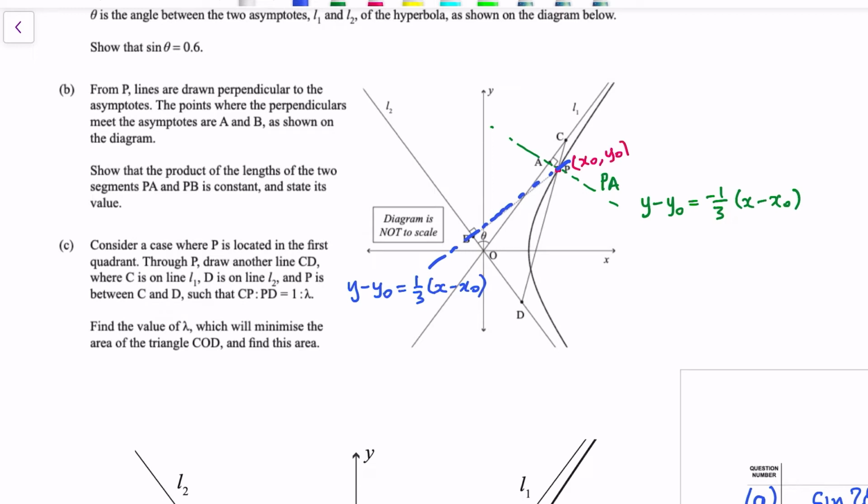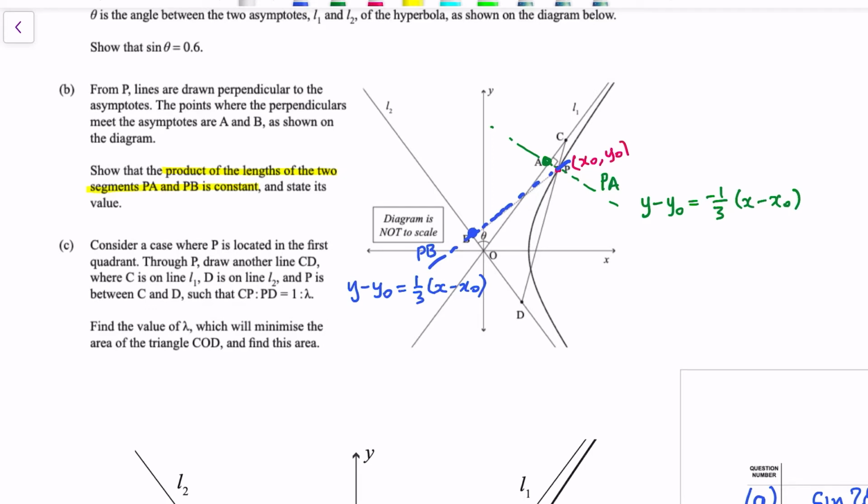Now why is finding those equations useful? Well, what we can do then is use those equations to find the point B and to find the point A, because the question says show that the product of the lengths of the two segments PA and PB is constant. To find the length of PA and the length of PB, we need to find the coordinates A and B. They're going to be both in terms of x0, y0, and then we can use distance between points to find those lengths. It is still a pretty hard question.